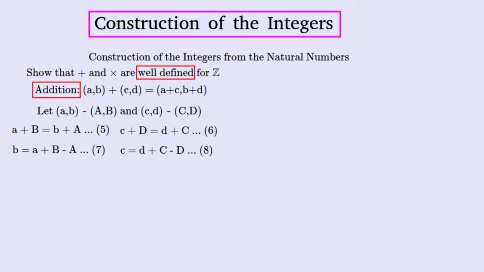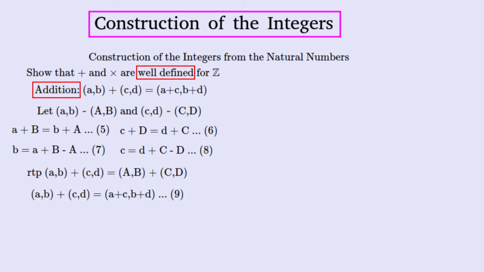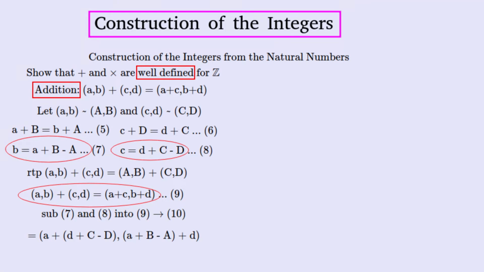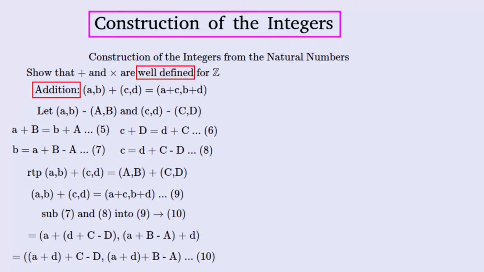We can then manipulate them so that one of the variables will be the subject. We can substitute these expressions into another equation that will be derived. So we need to show that this equation is true to show that addition is well defined. We'll add these two numbers using the addition rule. We can then make these substitutions using the equations that we've derived earlier. We can then rearrange these numbers to give us this equation.